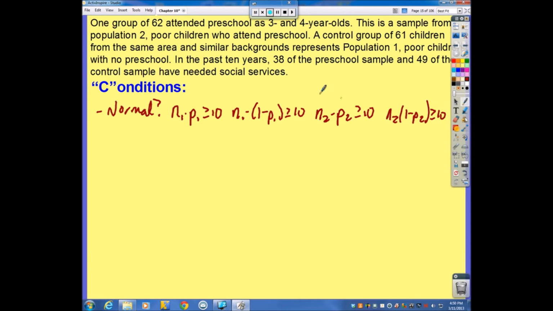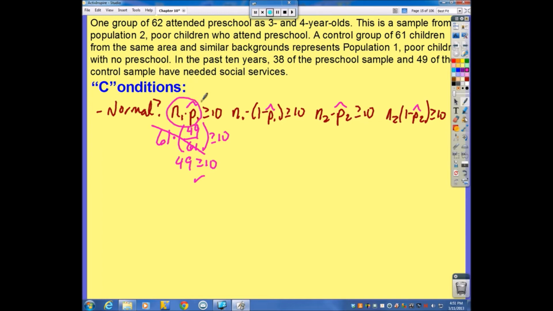Now, in this problem, we don't know what the population proportion is for either group of children, those that are in preschool or not. So if you don't know what P is, then we mentioned earlier in previous chapters that we can replace it with P hat, and we do know those numbers. So N1, this is for our control group, there were 61 individuals, and P1 hat is our 49 out of 61. The reason why I write it as a fraction is because notice what happens here. So really we have 49 is greater than or equal to 10.